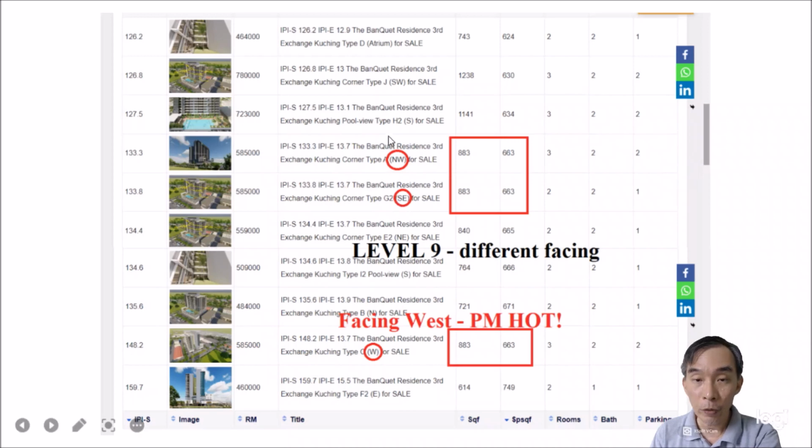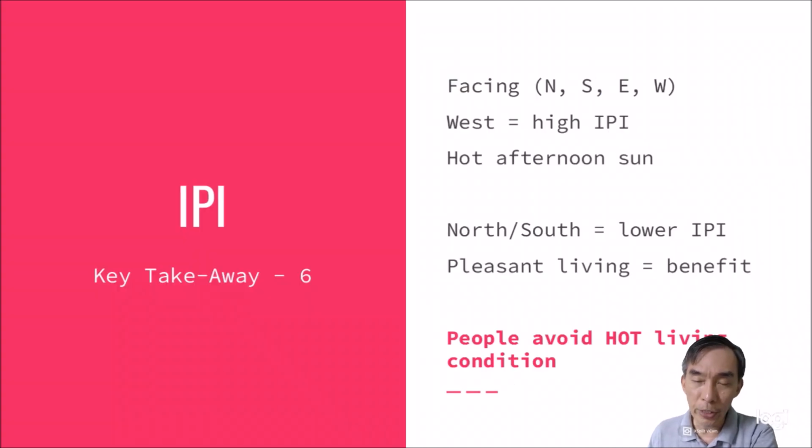So if the benefit is better, then it reduces the IPI scoring. It is a better benefit in the sense of north and south, where west is a benefit to be avoided for the facing. So PM, afternoon is hot. Not Prime Minister, afternoon is hot. So facing for north, south, east and west, west is high IPI because it's hot in the afternoon, and north and south is a lower IPI because it's a more pleasant condition of living, so people avoid hot living conditions.